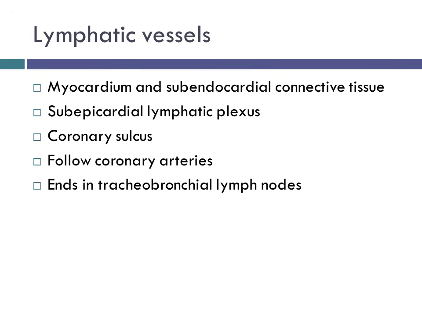Now, as far as the lymphatic drainage of the heart is concerned, the lymphatic vessels begin in the myocardium and the subendocardial connective tissue. They will move to the subepicardial lymphatic plexus, and then from there they will move to the coronary sulcus, which follows the route taken by the coronary arteries, and ultimately all the lymph will end in the tracheobronchial lymph nodes.